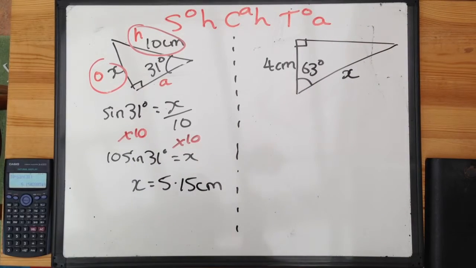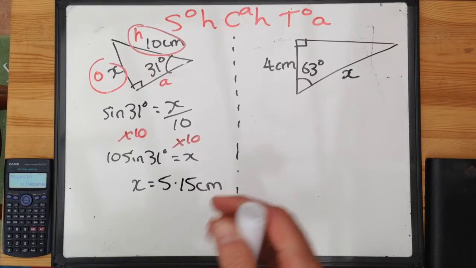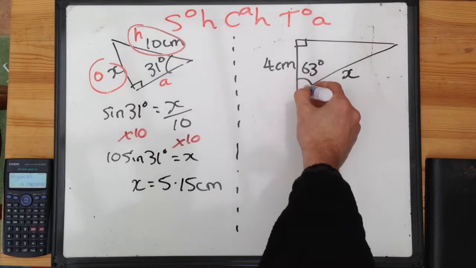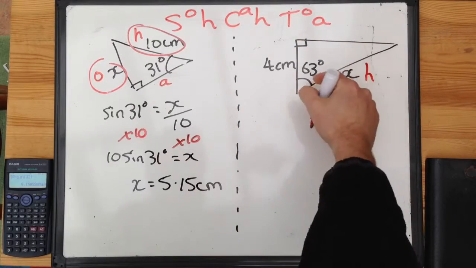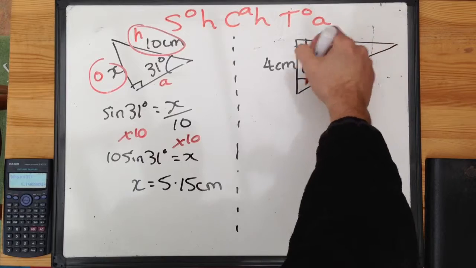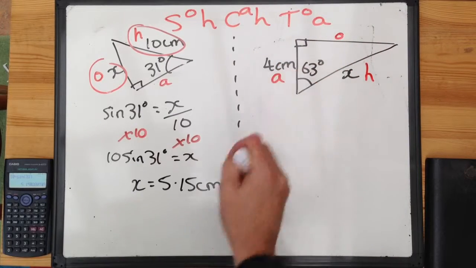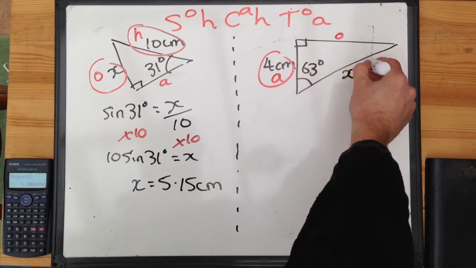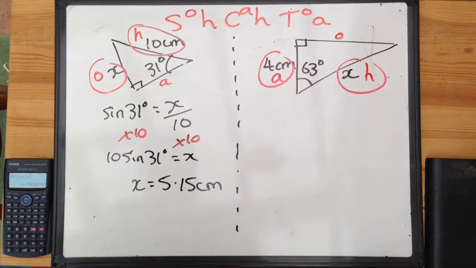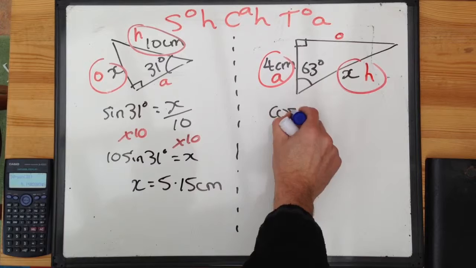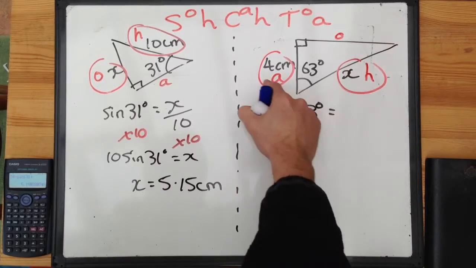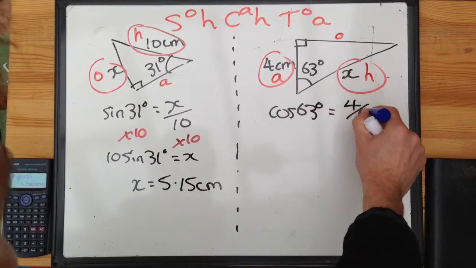Now this example is slightly more complicated because the thing that we're trying to find is the hypotenuse. What happens is as follows. We continue as we would do normally. Label the sides. So through the right angle, hypotenuse. Through the angle, opposite. The side that connects the angle to the right angle, adjacent. The sides that we've got, A and H, this ratio here. Swapping in values, cos 63 is equal to A, which is 4, divided by x.